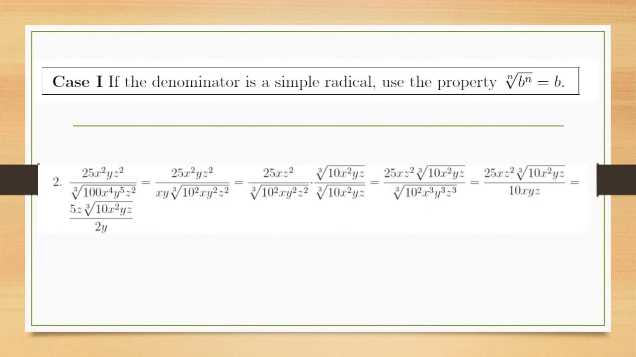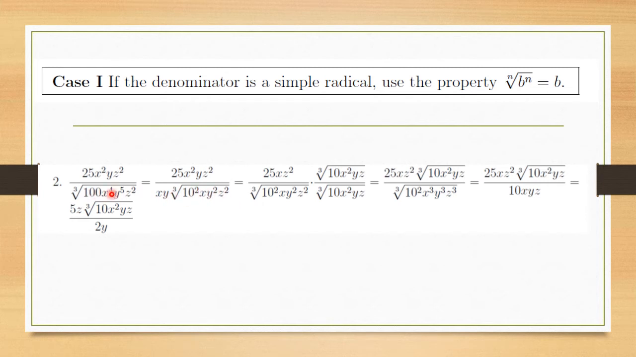Another example would be this one. You have a denominator that has a cube root of 100 x to the 4 y to the 5 z squared. Notice that your x to the 4 has a power greater than the index. So you may write this as x cubed times x. Now the cube root of x cubed will be x, so it can be written outside. Y to the 5th as well can be written as y cubed times y squared. So the cube root of y cubed becomes y. What remains is y squared.